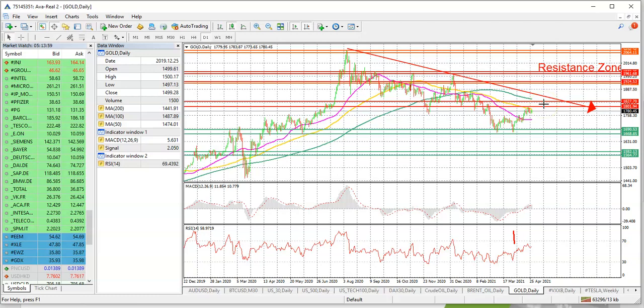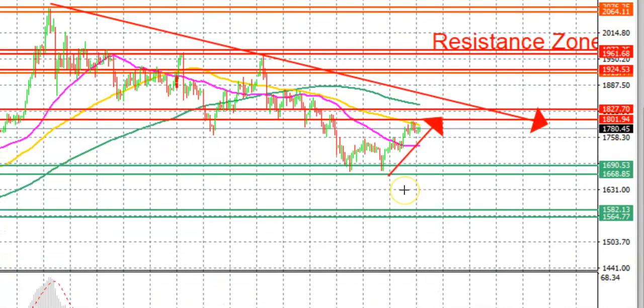However, more recently, we have also started to see another trend emerge to the upside, and that is your upward trend. That happened when the price formed this double bottom, the first bottom being over here and the second bottom being over here.